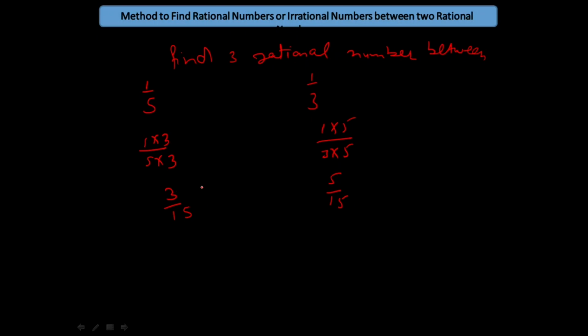Now this is 3, this is 5. I'm to find 3 rational numbers between these two. So how to find it? I can simplify in the form of, suppose this is 3.1, 3.2, 3.3, or even you can take here 4. Then divide by 15, divide by 15. That's it.